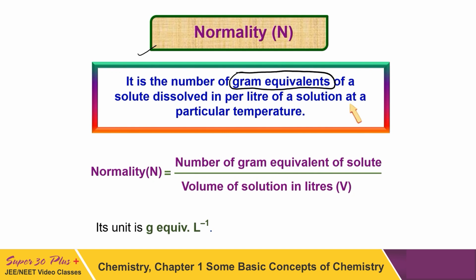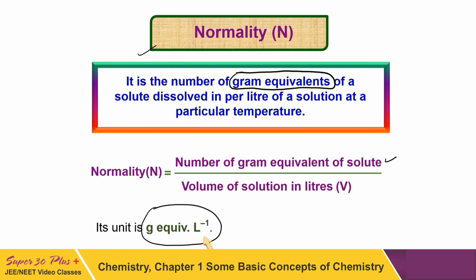So what is normality? Normality is the number of gram equivalents rather than moles. Now we will say gram equivalent. It is the number of gram equivalents of solute divided by the volume of solution in liters. If you use the volume in milliliters, then you have to multiply by 1000. And the unit is gram equivalent per liter.